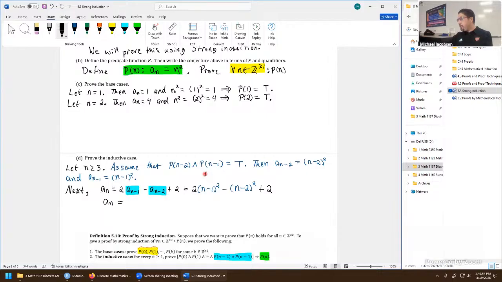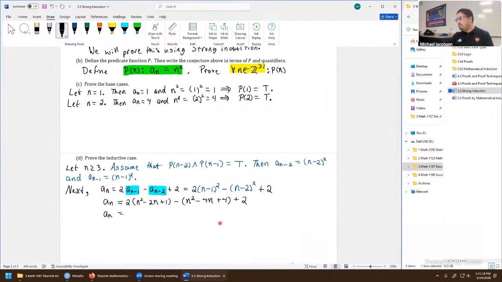Okay, let's start just doing the typical thing in algebra. Let's expand this out. We will get 2 times n squared minus twice n plus 1 minus, same expansion as before, n squared minus 4n plus 4, then add 2. So that means a_n is 2n squared minus 4n plus 2 minus n squared plus 4n minus 4 plus 2.